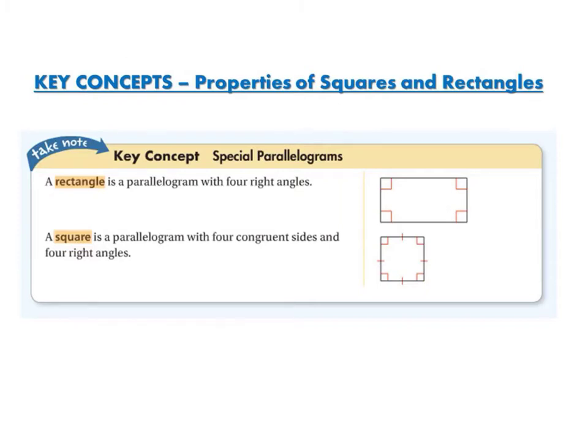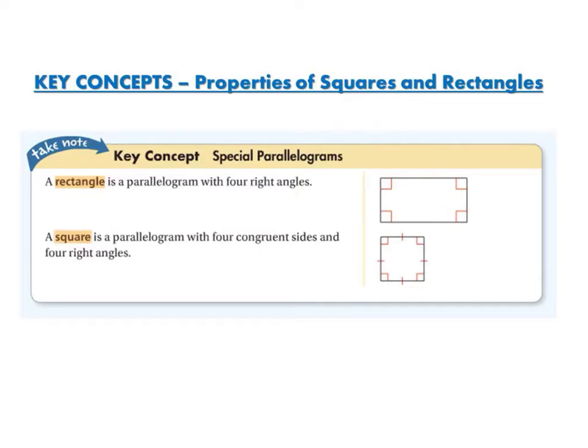All right. A rectangle is a parallelogram. What makes it special is that it has 4 right angles. It has 4 angles that equal 90 degrees. That means in a rectangle, the interior angles measure 360 degrees.